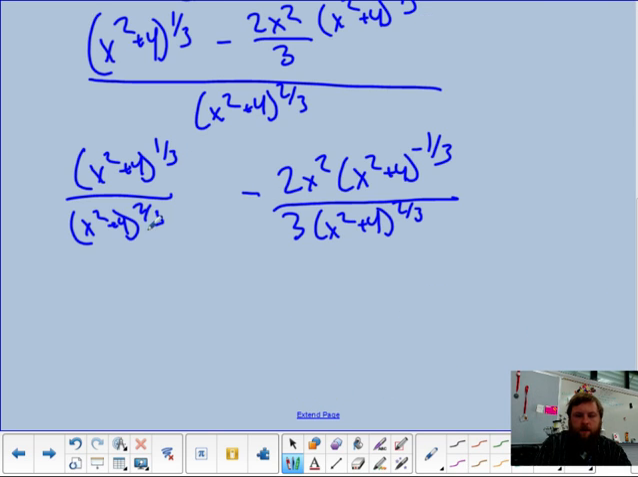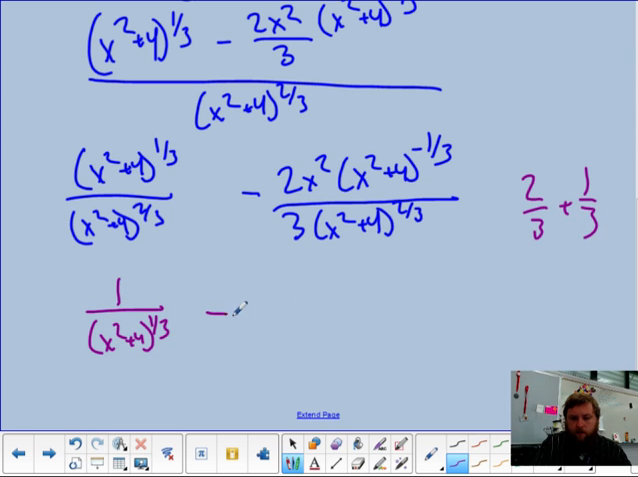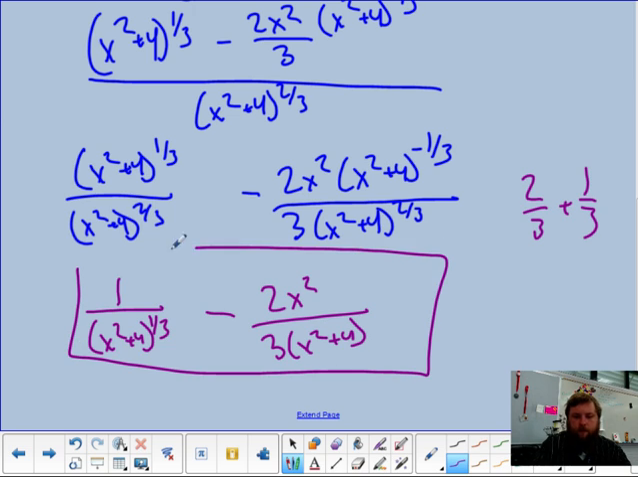Okay, 1/3 minus 2/3 is going to be negative 1/3, so that means this is going to be 1 over x squared plus 4 to the positive 1/3, because it's on the denominator. And now I have negative 1/3. If I moved it to the bottom, this would be 2/3 plus 1/3, which would be 1 whole. So it'd be minus 2x squared over 3 times x squared plus 4. You know what? I'm going to leave it in this format. We're good. That's it on that one.